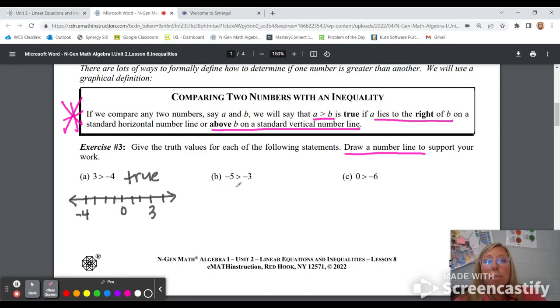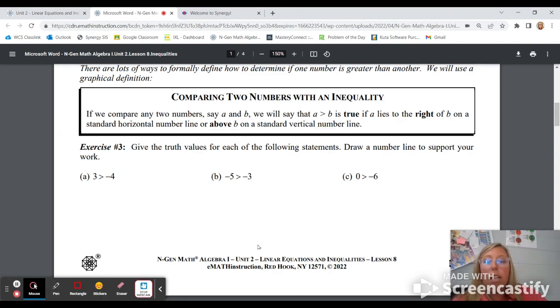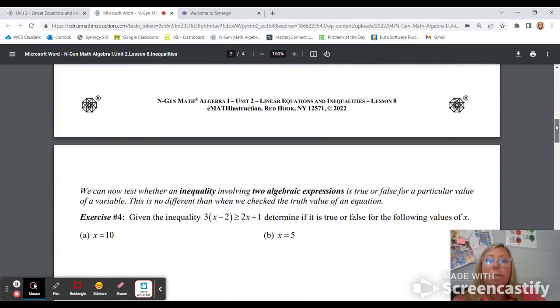So again, you should have answered B and C now on your own, and you'll check your answer key when you're finished with your notes. Moving to the next section.